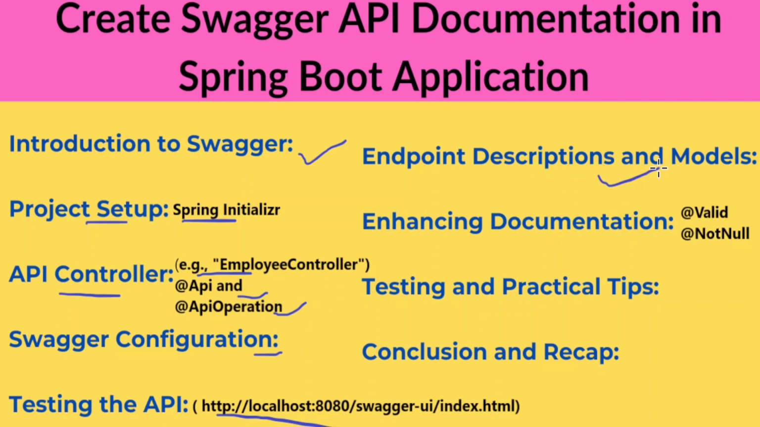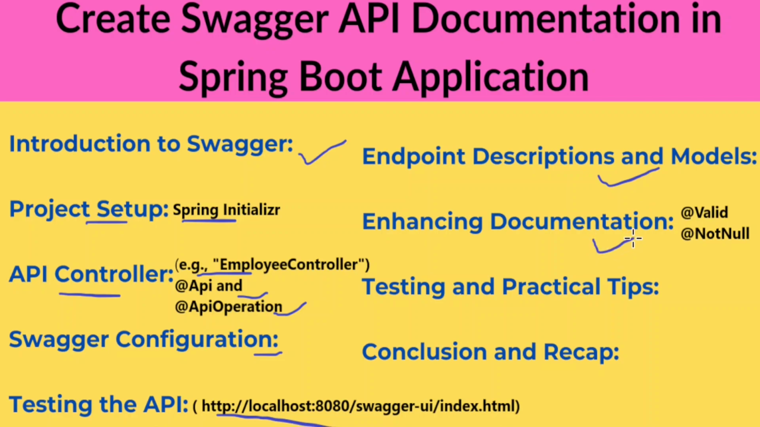Next one is endpoint descriptions and models. This section will focus on enhancing your API documentation. We will discuss the importance of providing detailed descriptions for each endpoint, including request and response examples. Additionally, we will emphasize the importance of documenting data types, such as specifying that a parameter is an integer or a string.